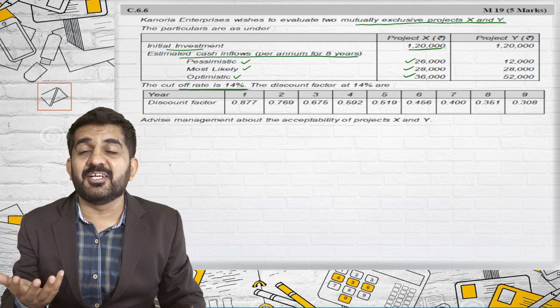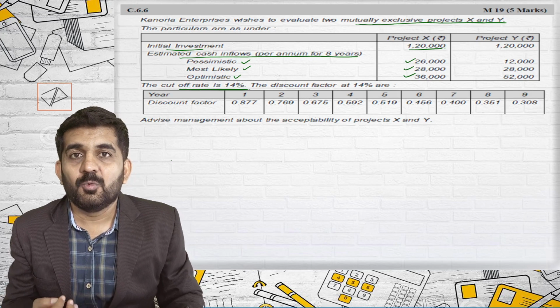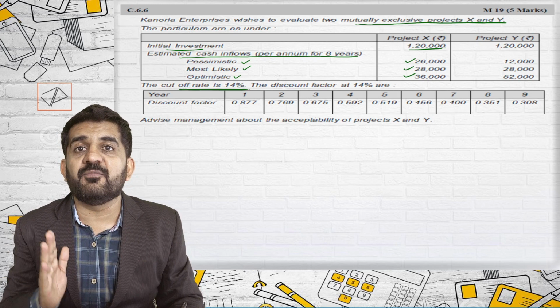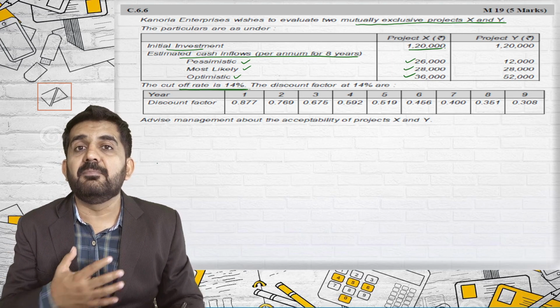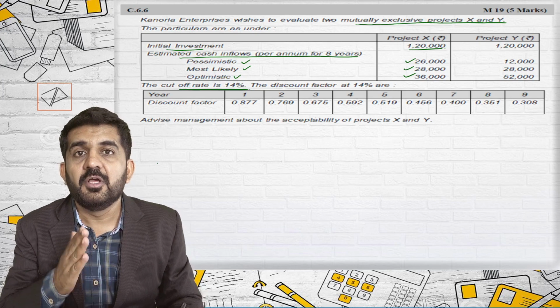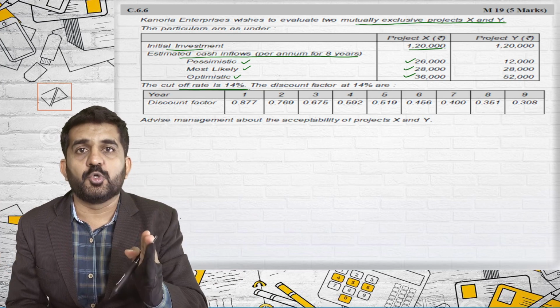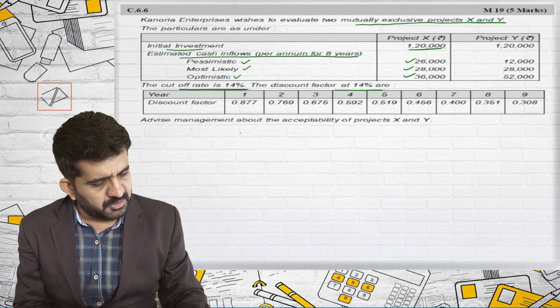What is another name of required rate of return? Cutoff rate. What is cutoff rate? I am ready to accept the project only if the project is earning a cutoff rate of 14%. That is my minimum required rate of return, below which I don't accept the project, above which I accept the project. So it is known as cutoff rate. The discount factors are given.